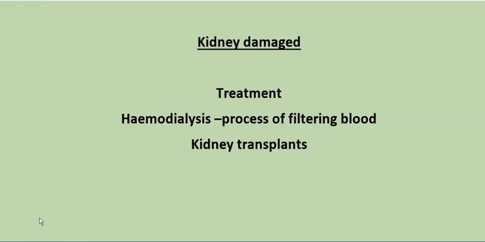But what if both kidneys stop functioning? Can they survive? Okay, if both kidneys fail to function, that will be very dangerous. So if both kidneys stop functioning, there is a treatment for that. Okay, that is hemodialysis. In this hemodialysis treatment, this is the process of filtering the blood. That is the first one. The second treatment is the kidney transplant. That means the person gets a kidney from another person. Okay, these are the two treatments for both kidney damage.